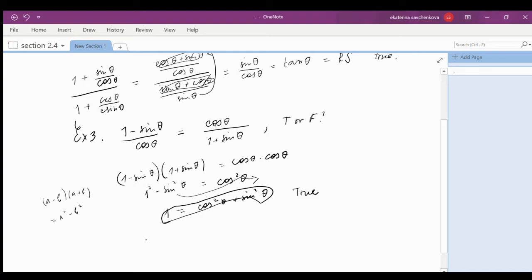Okay, now I'm going to give you one example to solve on your own. I'm going to make a pause, and after the pause I'm going to consider that example.